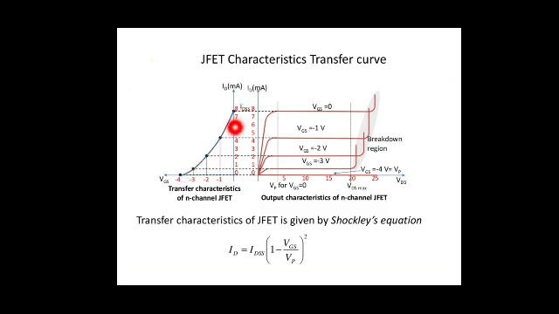Finally, when VGS equals minus 4, the current ID will be completely 0. That is the point at which pinch off occurs. At VGS equal to minus 4 volts, pinch off occurs.